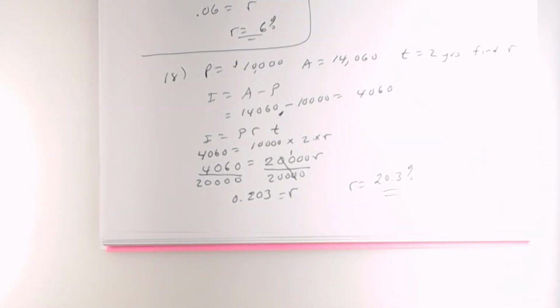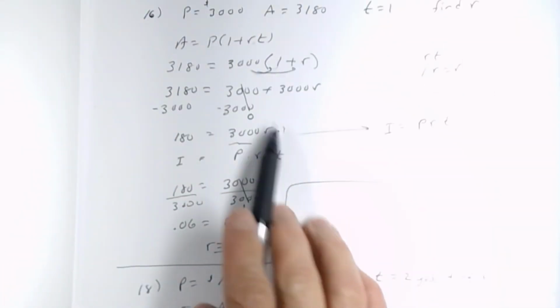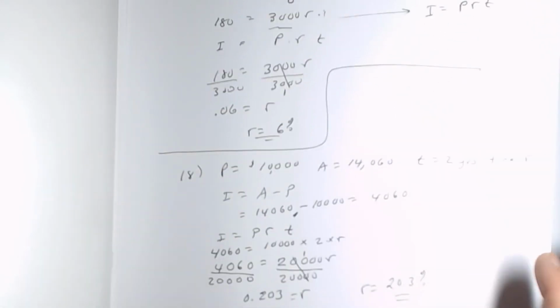Okay. All right. So any question on 18? All right. So notice this is a lot easier to use than this one. Okay. All right. So let's do number 20.